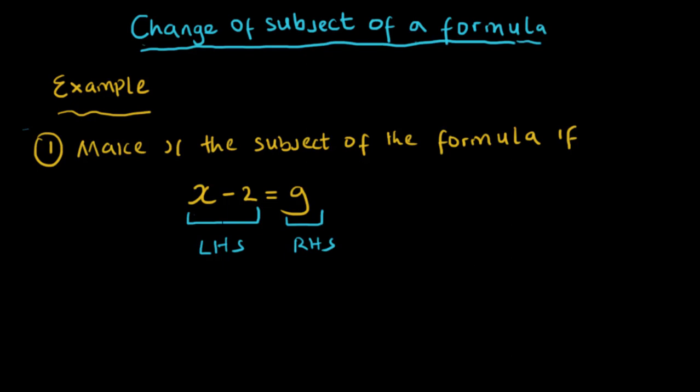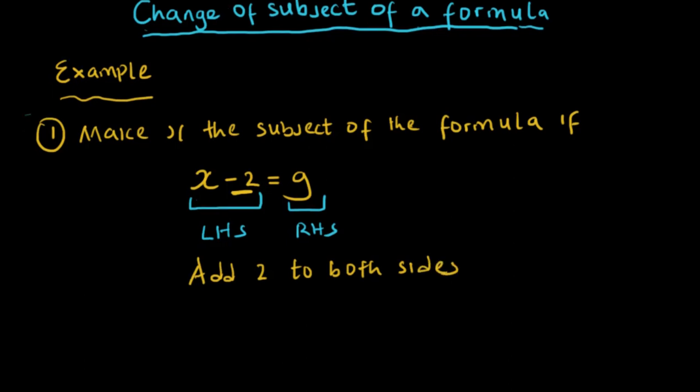Now you can move minus 2 to the other side, but another way I want you to look at it is that to remove minus 2 here, I will do the opposite of minus 2. So I'll say add 2 to both sides. Does that make sense? Anything you do to the left hand side, you have to do to the right hand side. So I'll say add 2 to both sides. Now look at what will happen.